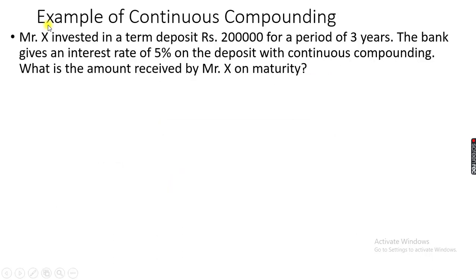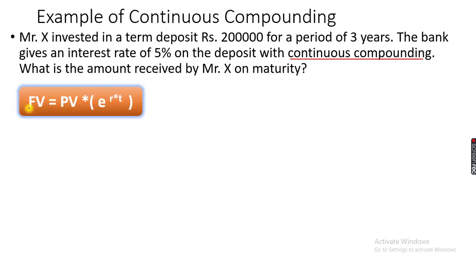Let us now discuss a numerical example to estimate future value in the case of continuous compounding. We have considered the same example as we have done earlier in this session. Mr. X has invested rupees 2 lakh in a term deposit for a period of 3 years. The bank offers him an interest rate of 5% on deposit, but with an option of continuous compounding. In the earlier example, we had quarterly compounding, but in this case, we have continuous compounding. We are required to find out the amount received by Mr. X on maturity. As we have discussed earlier, the formula for future value is equal to PV into e to the power of r into t.